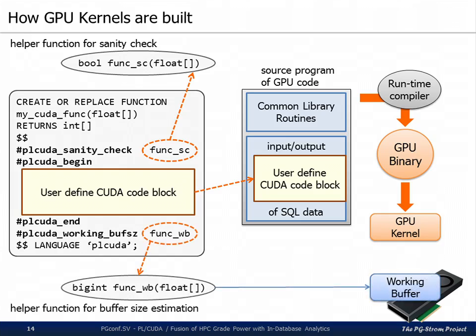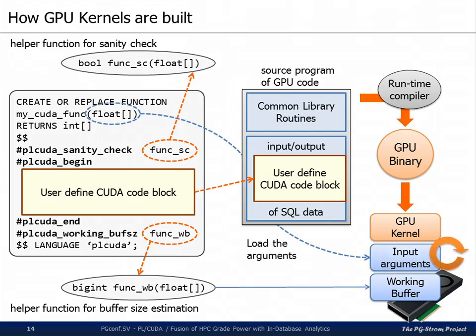And another supporting function can specify the amount of working buffer to run this PL/CUDA function. Once this function returns the required amount of working buffer, the infrastructure acquires a working buffer on device memory. Then it invokes a GPU kernel with the required arguments.